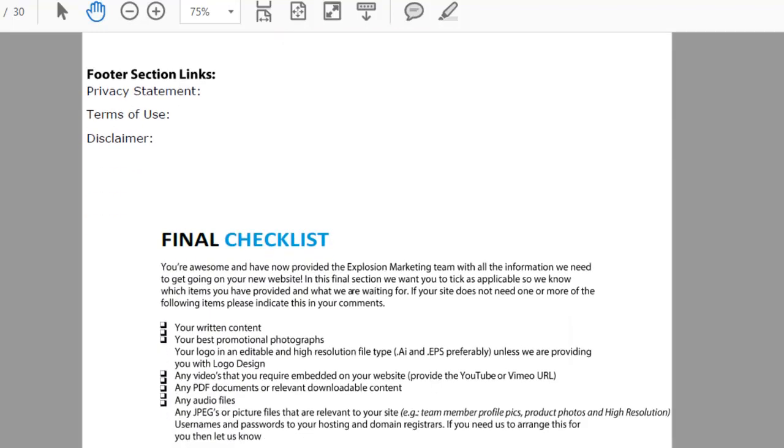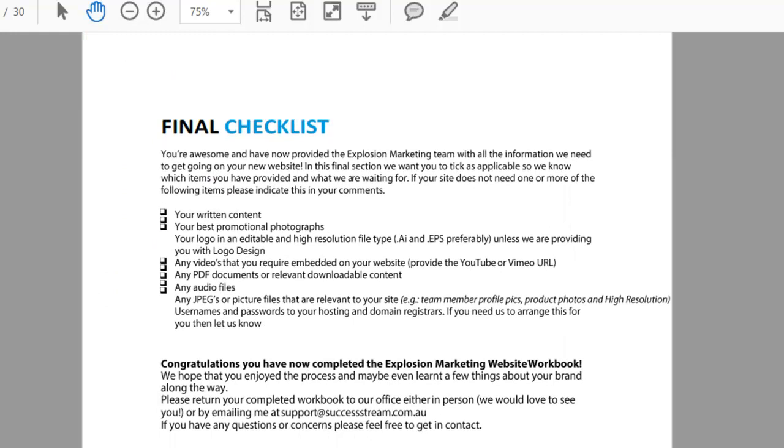And then we go through a final checklist for you. You've got your written content, and you've got your best promotional photographs, so make sure the images are really high resolution, otherwise they're just going to look washed out and terrible on your website. Make sure you're buying good quality stock photos if that's what you're doing, and that you've got a logo that is high resolution and editable in either Adobe Illustrator or Photoshop, and that you've got the source files for those. Any videos, and that you can provide your YouTube or Vimeo link, wherever you're hosting them, so you've got all that content there for your website developer.